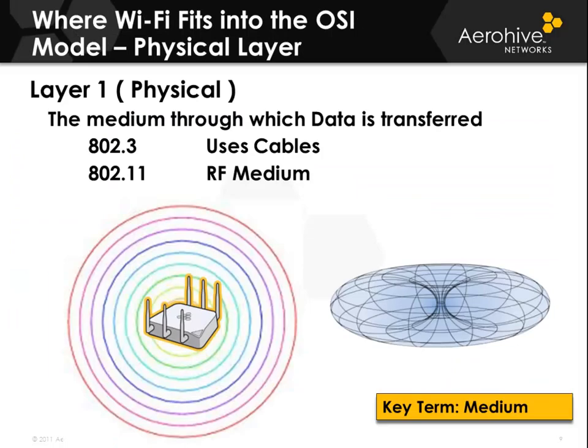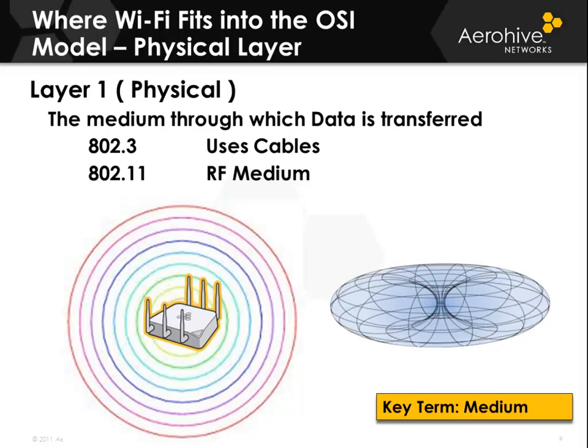Layer 1, the physical layer, is the medium. The medium in this case being the air largely, and I know there are RF cables out there, and it's still an RF signal inside that cable, but normally when you think of Wi-Fi, we think of being in the air. The medium being the air leaves the transmissions vulnerable to noise more so than a wired network. Wired networks are susceptible to electromagnetic interference, but not nearly to the degree that an unbounded network of a WLAN would be. 802.3 Ethernet definitely uses cables, but 802.11, the RF medium is the air.